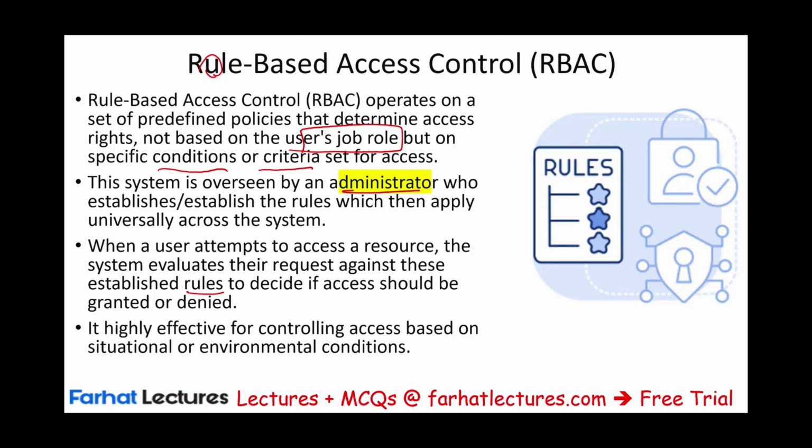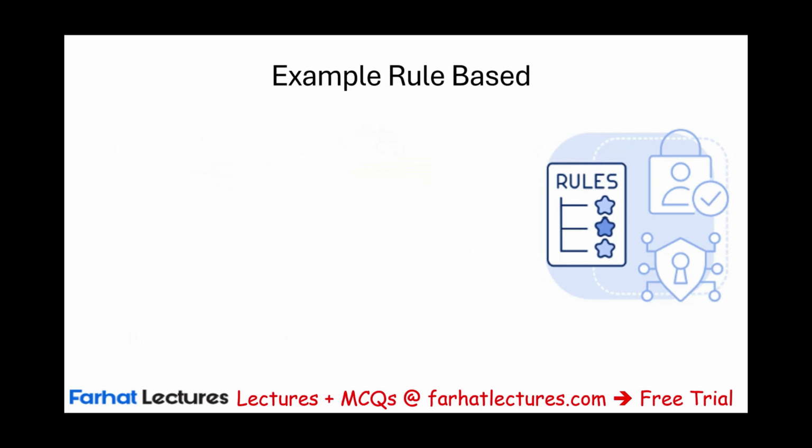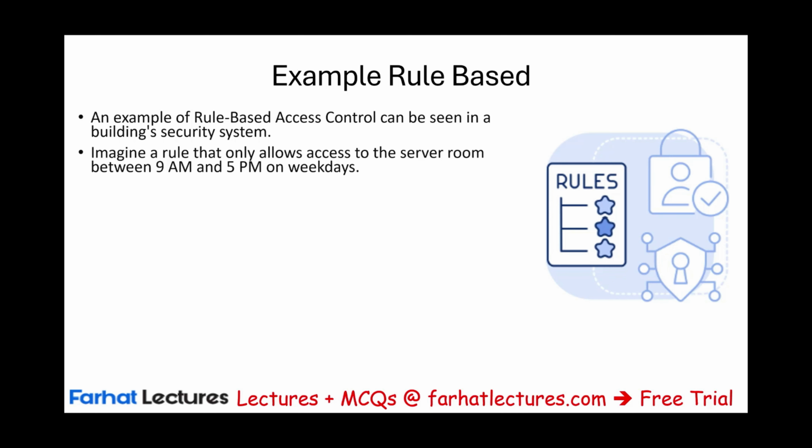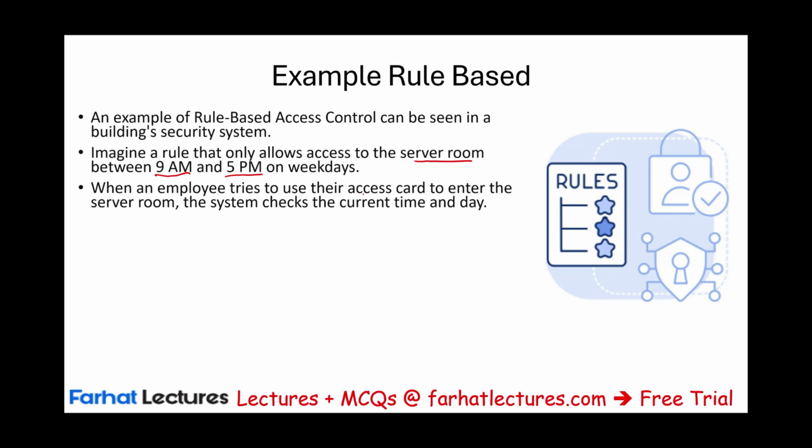And this system is highly effective for controlling access based on situational or environmental conditions. What do we mean by that? Let's assume we have a rule-based access control for a building security system. And let's imagine for a minute, we only allow access to the server room between 9 a.m. and 5 p.m. Monday through Friday. So when an employee tries to use their access card to enter the server room, the system checks the current time and day. Let's assume they want to do it on Saturday.